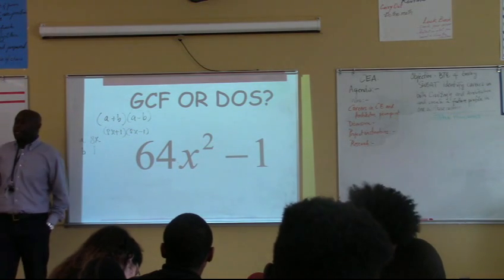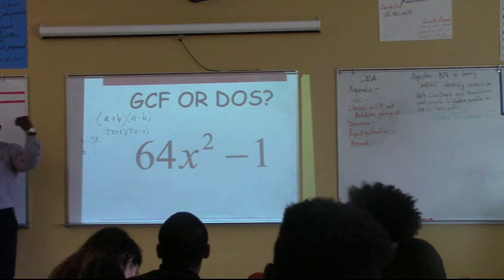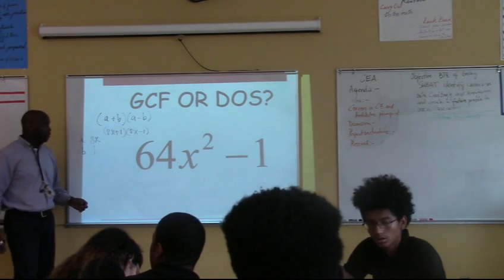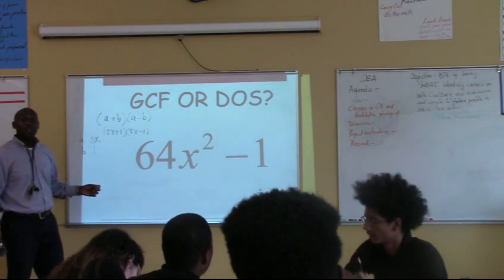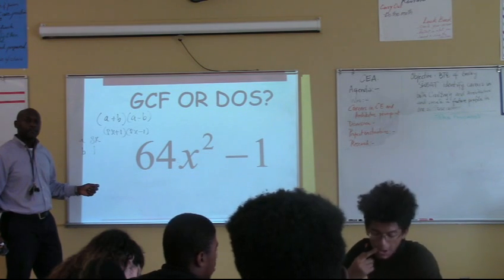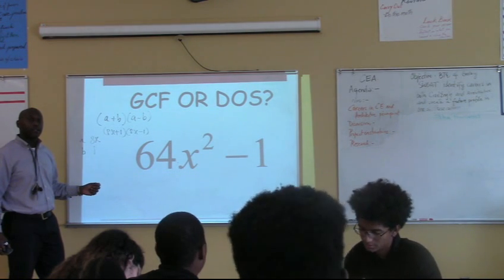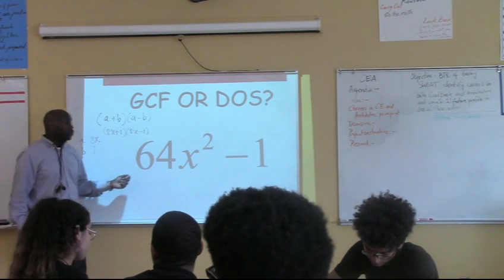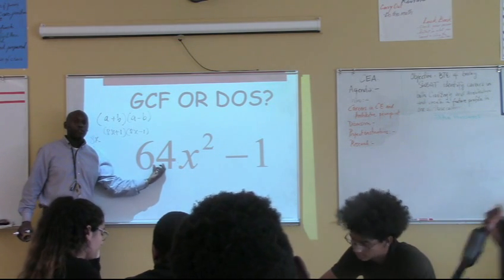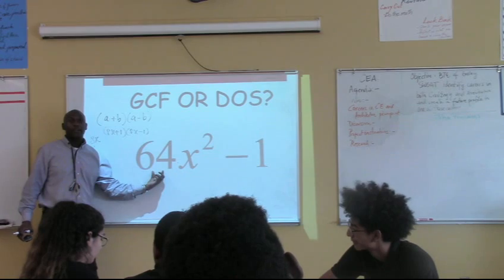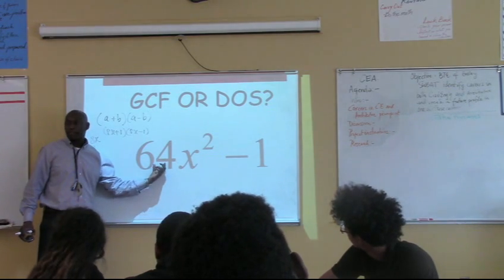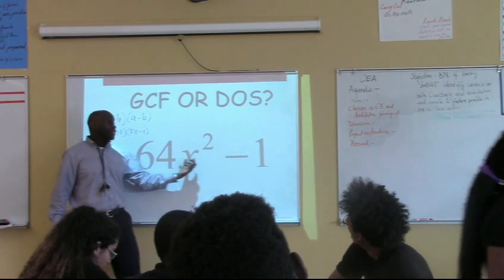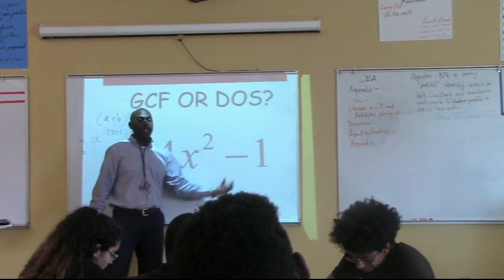All right? Why? Because you just did the reverse of the square. I got the 8 by doing the square root. The square root of 64 x squared. And it's a subtraction problem, so we can do difference of squares.